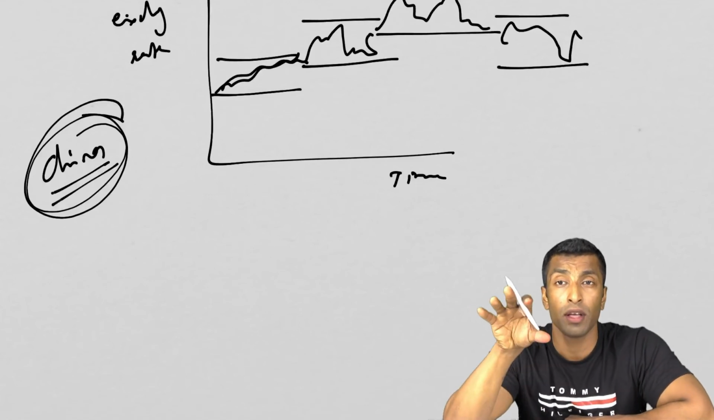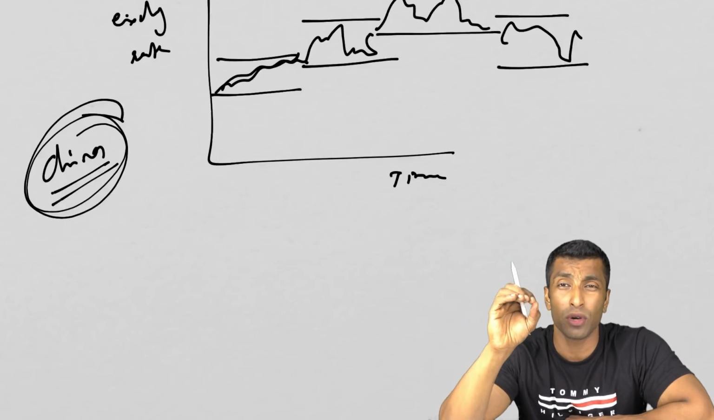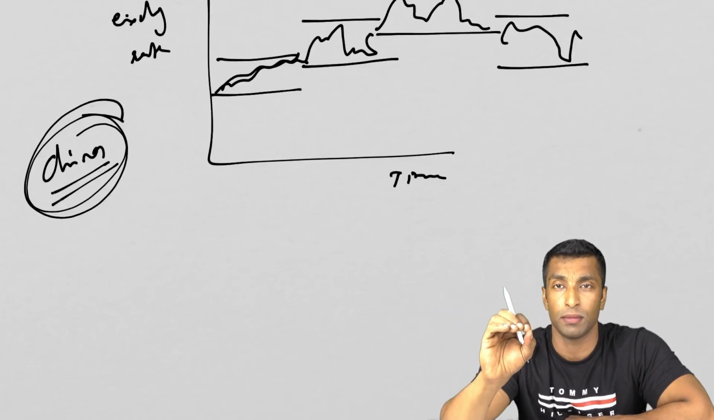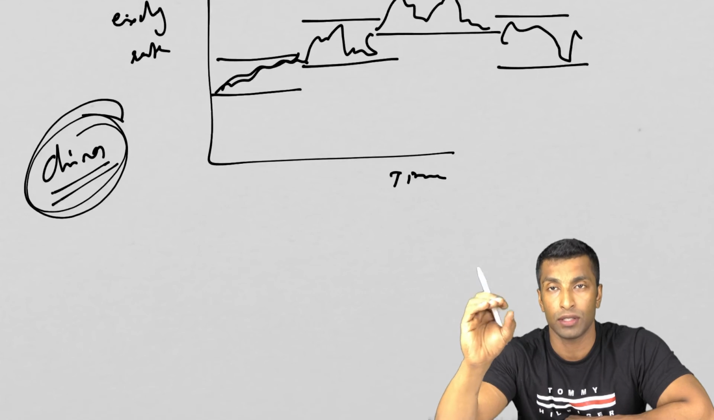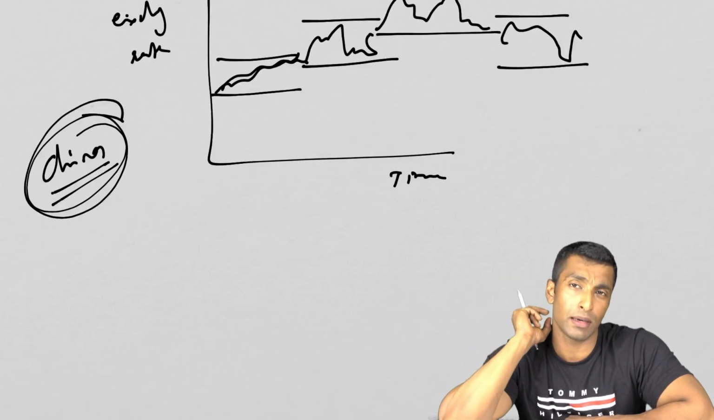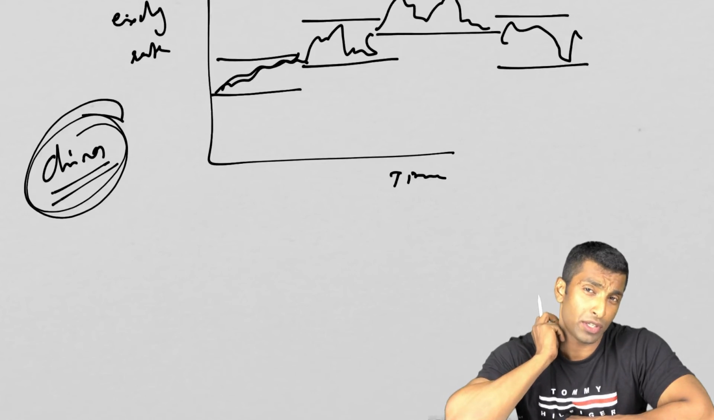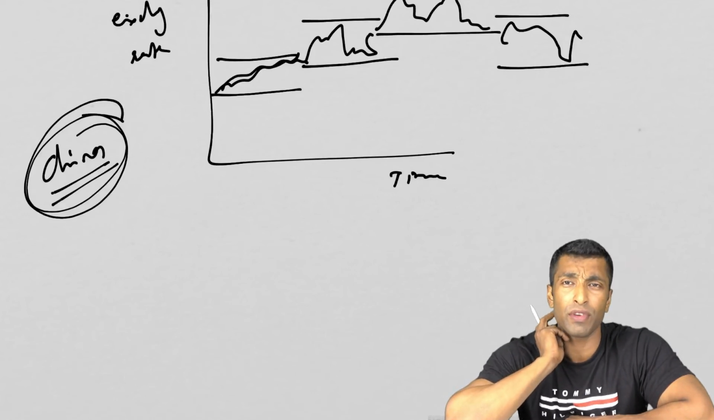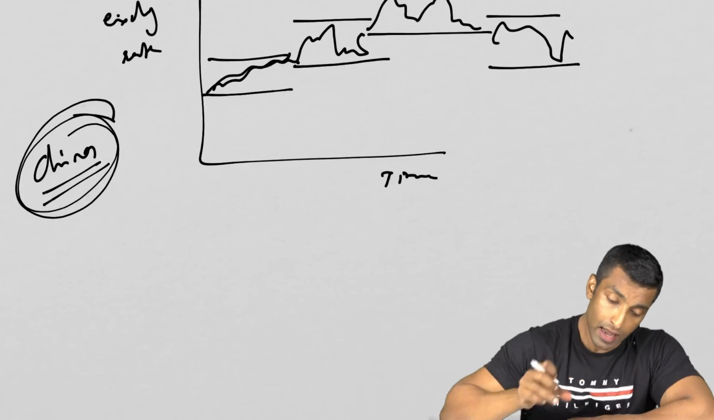So which system is China following? Crawling peg exchange rate system. Don't completely say fixed exchange rate system. Crawling peg exchange rate system. The bands are fixed, you're allowed to fluctuate, but they will keep on changing that band as per their policy decisions. And that's why we are talking about devaluation and revaluation.